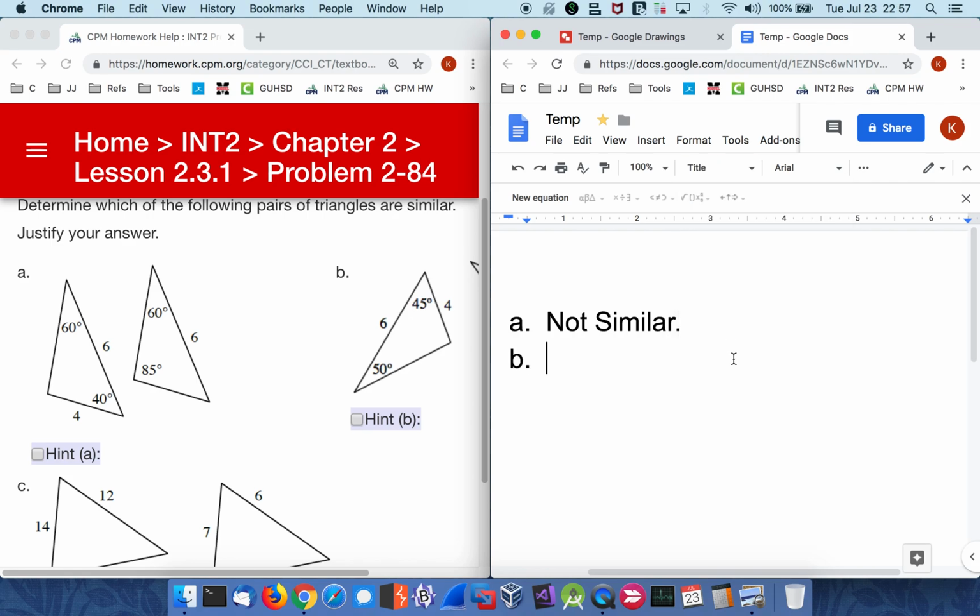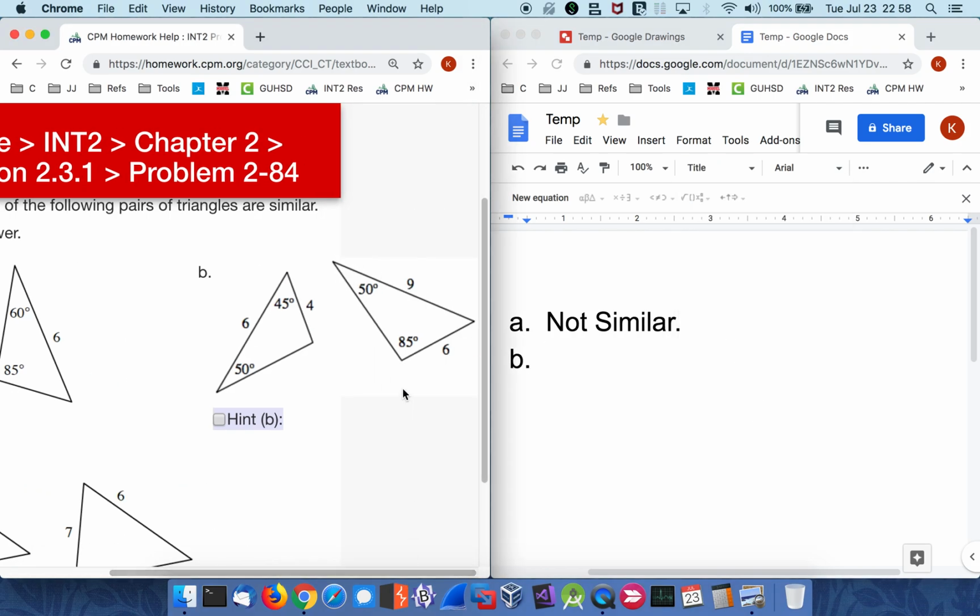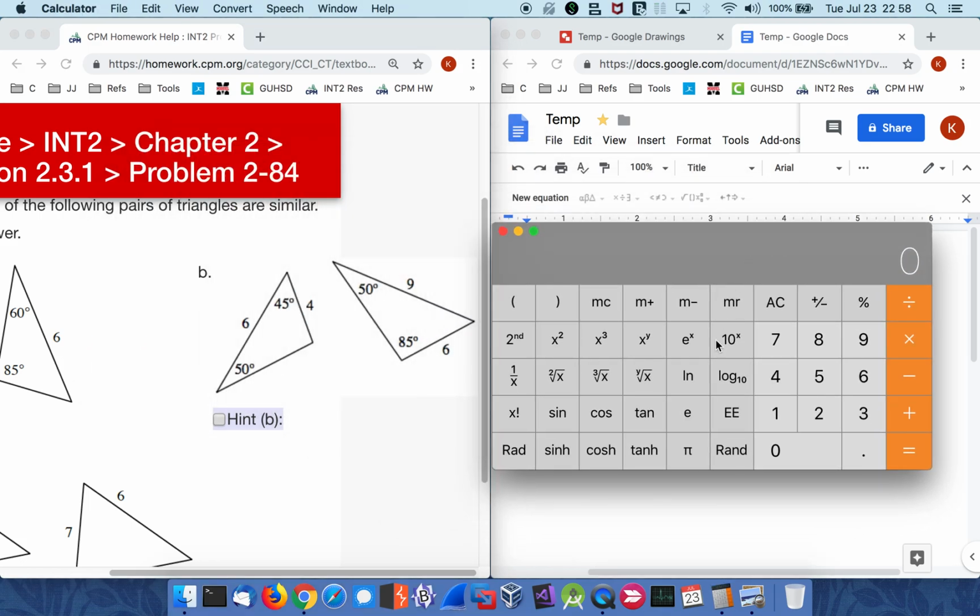Alright. Anyways. B. Let's take a look at B. Okay. Ooh, interesting. Alright. So we've got 50 degrees on this side. We've got 45 degrees on this side. And we're not sure over here. On this side, we've got 50 and 85. Okay. Well, let's see here. So we know it has to have 180 degrees, right? So 50 plus 85 equals 135, okay? So then the missing angle would be 180 minus 135, which equals 45.